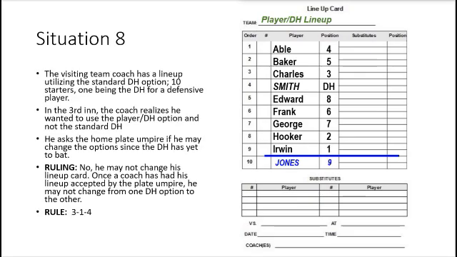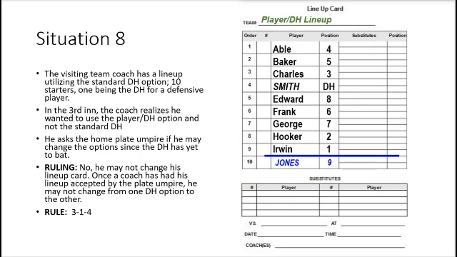Situation 8 is also a question regarding the status of the lineup. In situation 8, the visiting team has a lineup utilizing the standard DH option, which is 10 players, one of which being the DH for a different defensive player. In the third inning, he realizes that he really wanted to use a player DH option, and he would like to know if he can change. The ruling for this is no, he may not. Whatever lineup they begin the game with is how they must play the game.